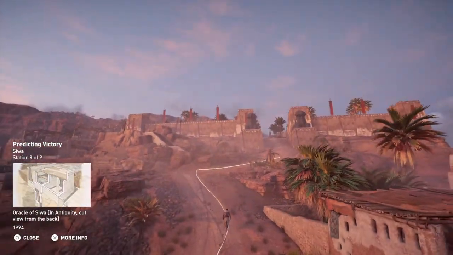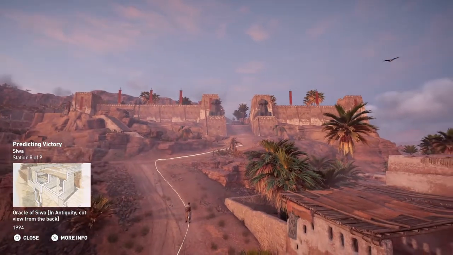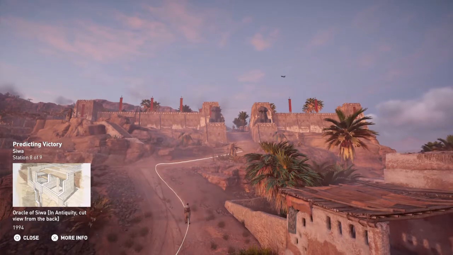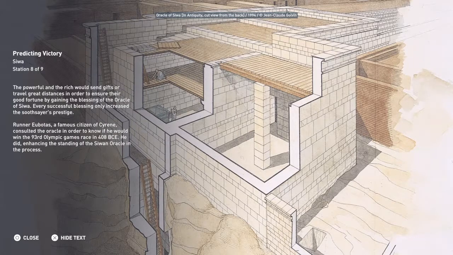The powerful and the rich would send gifts or travel great distances in order to ensure their good fortune by gaining the blessing of the Oracle of Siwa. Every successful blessing only increased the soothsayer's prestige. Runner Eubotus, a famous citizen of Cyrene, consulted the oracle in order to know if he would win the 93rd Olympic Games race in 408 BCE. He did, enhancing the standing of the Siwan oracle in the process.